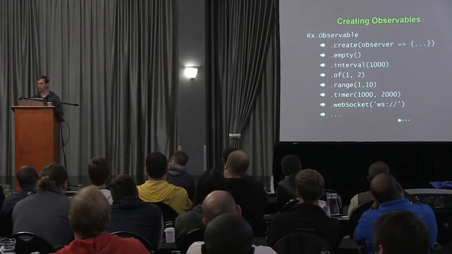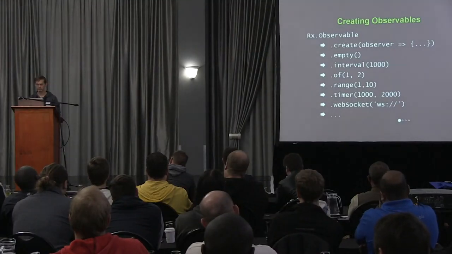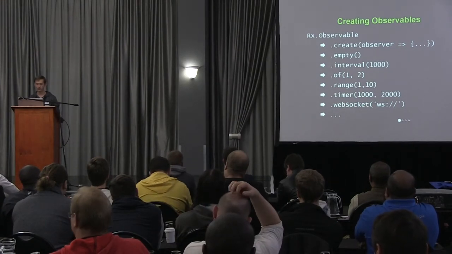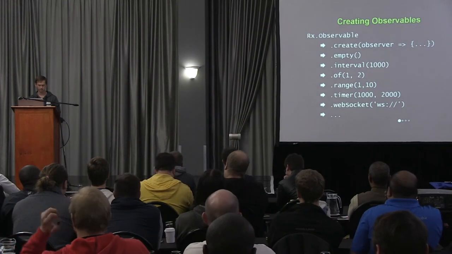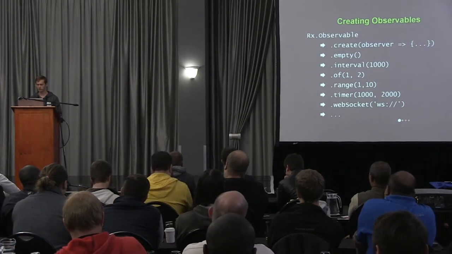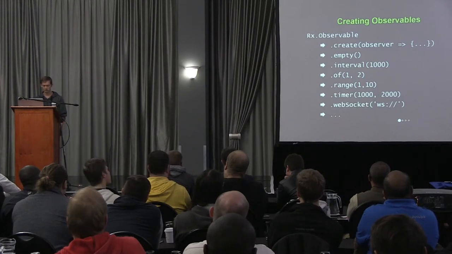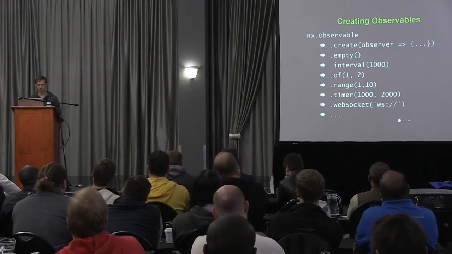In most cases, though, you wouldn't need to create your own observables. It can get a little bit hairy, and there's already quite a few ways to create observables, and they're quite extensible. We can create empty observables that will just complete immediately. An interval will create an observable that emits a sequence of values at a given interval.